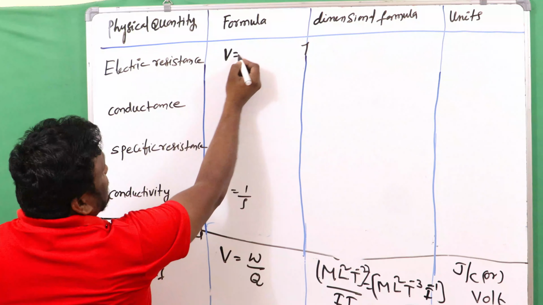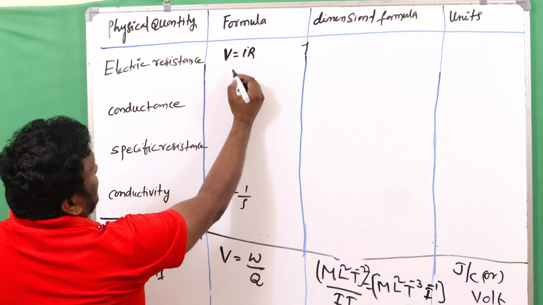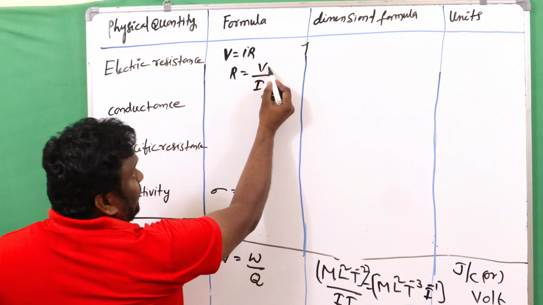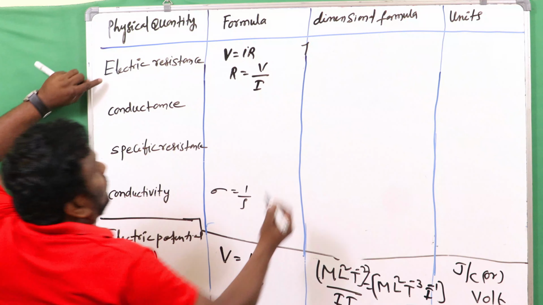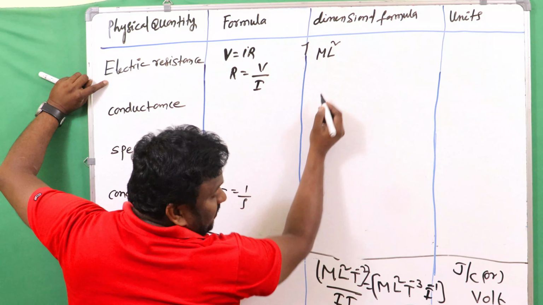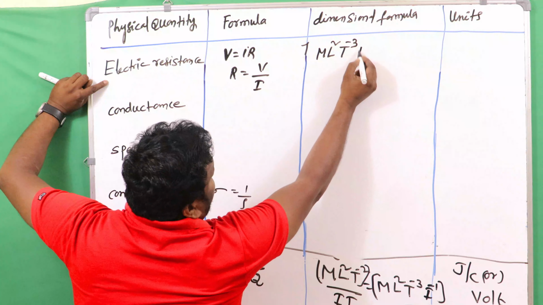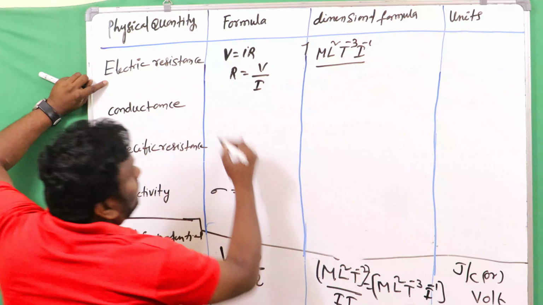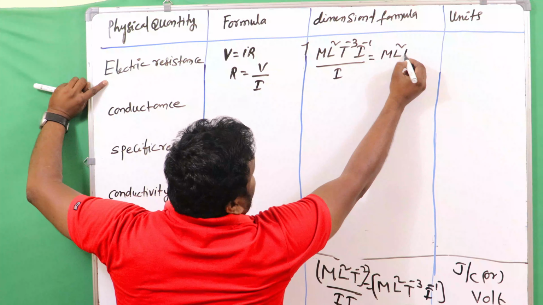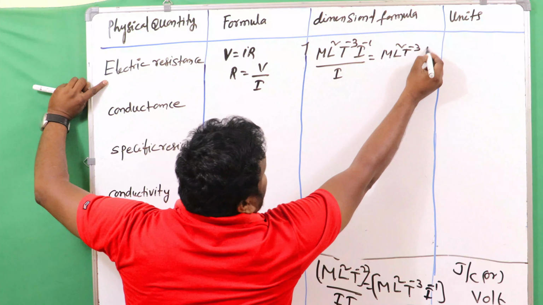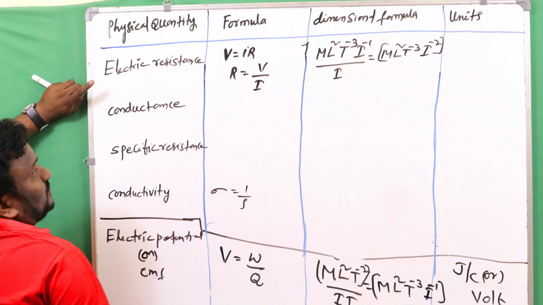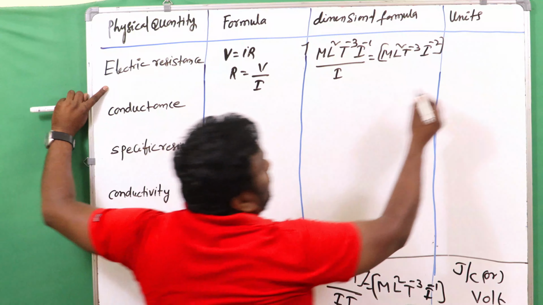Electric resistance: V is equal to IR. Then R is equal to V by I, where V is the potential and I is the current. So what is the dimension formula of V? It is ML² T⁻³ I⁻¹, divided by I. That means ML² T⁻³ I⁻². So this is the dimension formula of resistance. Already we know the unit of resistance is the ohm.